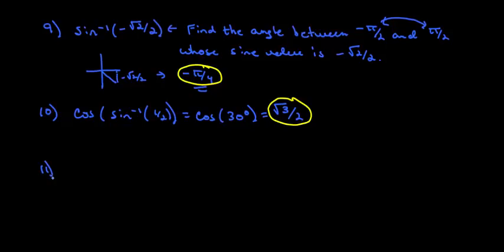Problem number 11 asks us to give the domain and the range of the arc sine. Well, the domain of the arc sine, the only numbers that I can plug into arc sine are between negative 1 and 1. And the range, the output, is between negative pi over 2 and pi over 2.